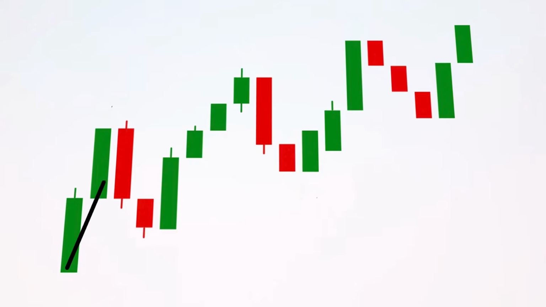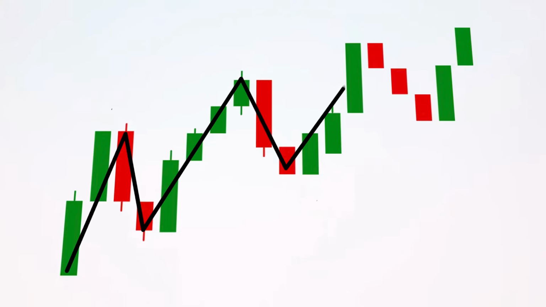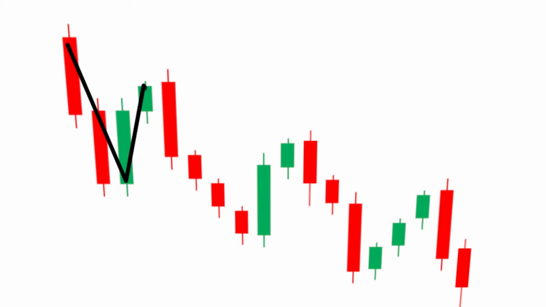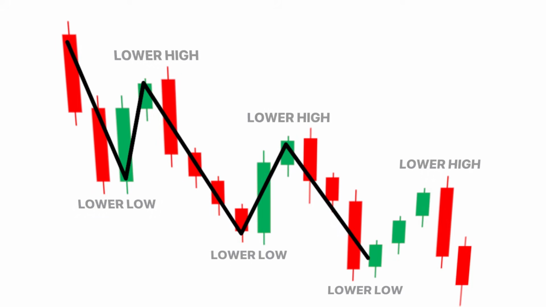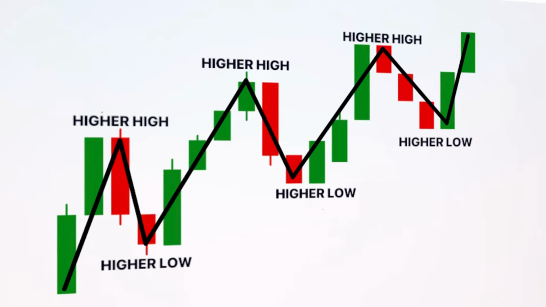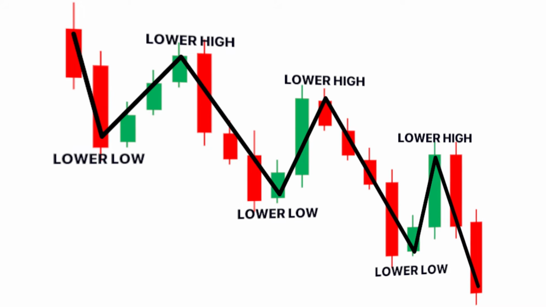If the market is in an uptrend, the market needs to have higher highs and higher lows. If the market is in a downtrend, the market should have lower highs and lower lows. Selecting a market like this is very important to the strategy.